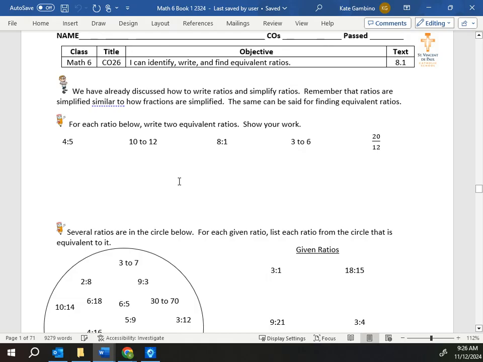Okay, good morning. Today we are doing CO26. I can identify, write, and find equivalent ratios.